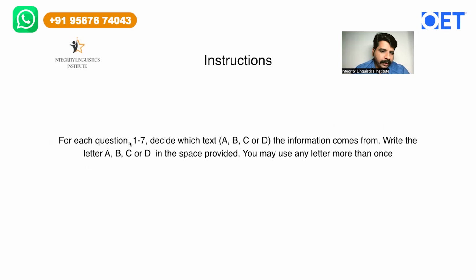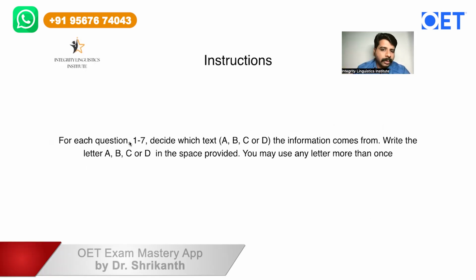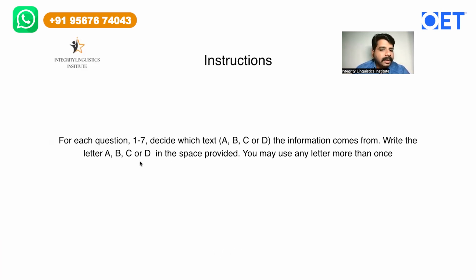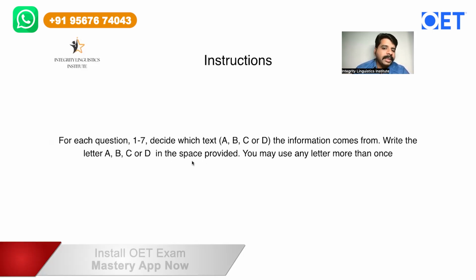Now, the first 7 questions are match the following questions. They'll give you one statement and you have to find out which text this information is coming from. It could be coming from text A, B, C or D. And you must write the answer in the space that is given in your question paper itself.